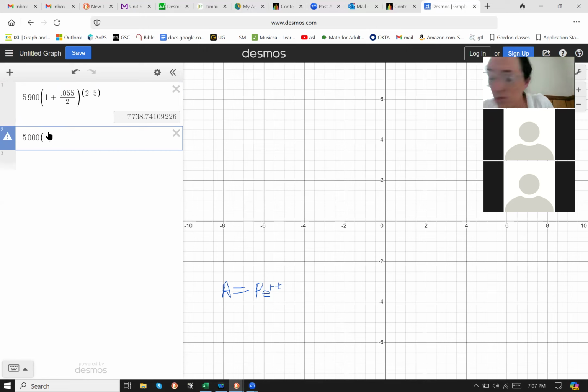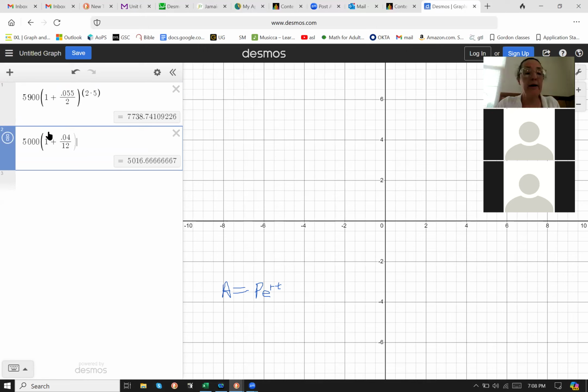And for problem 34, we have a principal of $5,000 times 1 plus an interest rate of 4% over the N of 12. And we're going to raise that to the NT power. So 12 times 5 years gives you $6,104.98 after 5 years.